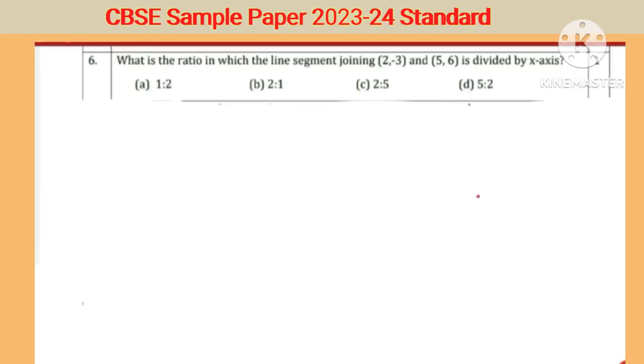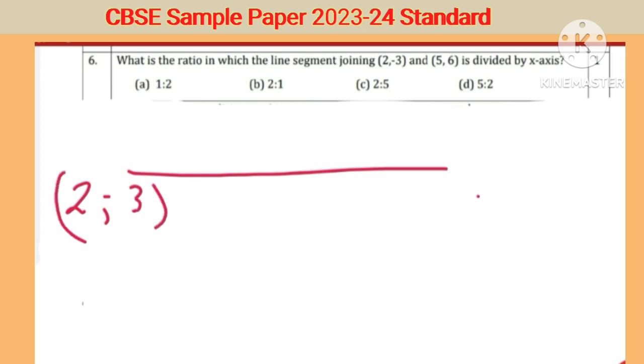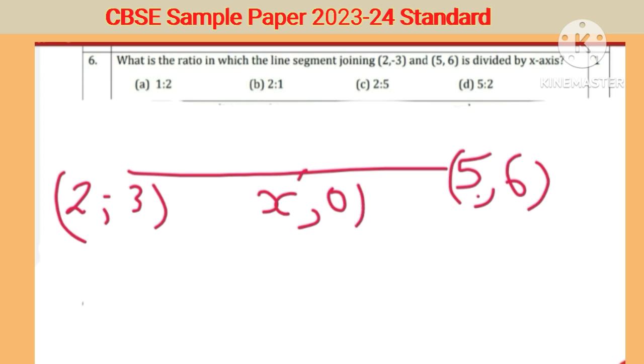Okay. Let's see question number 6. We need to find out the ratio. So let's draw a rough figure. The line joining 2, minus 3 and 5, 6 is divided by the x-axis. So हमको पता है कोई भी point जो x-axis पे होता है वो किस form का होता है? x, 0. Right? And we shall take the ratio as k is to 1.